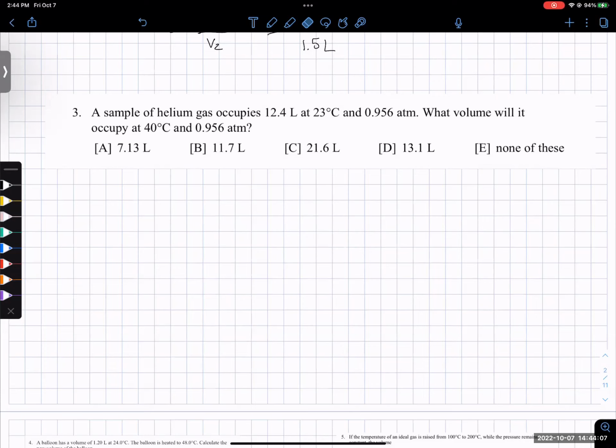Okay, so I'm going to go ahead and start on this problem. In the chat, Alexander said combined gas law. Jake said Charles' law. Let's see which one's correct.